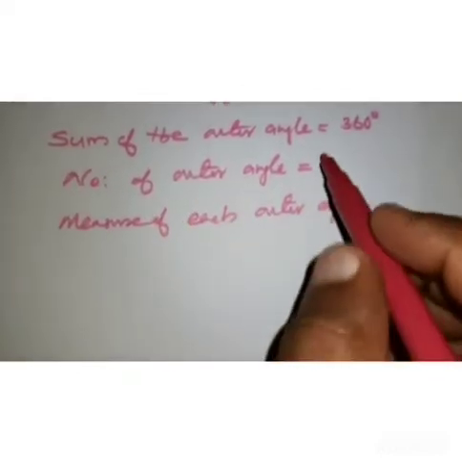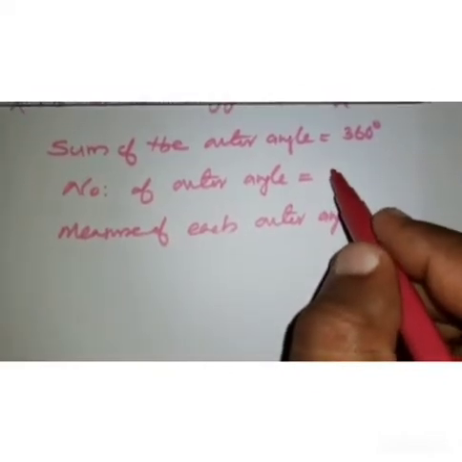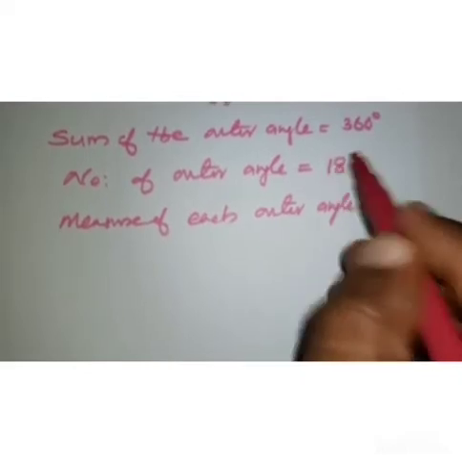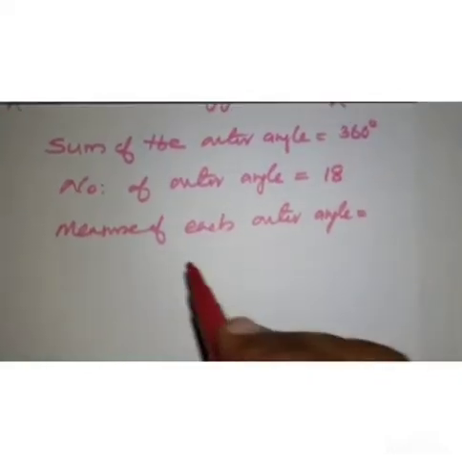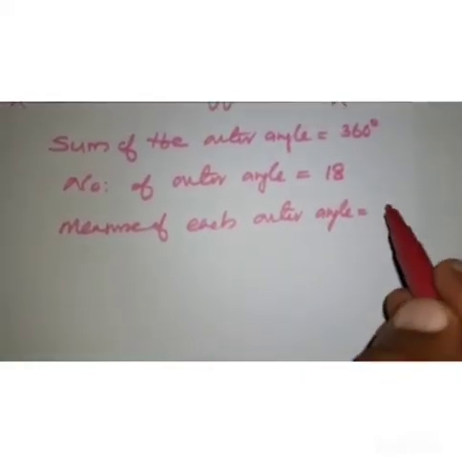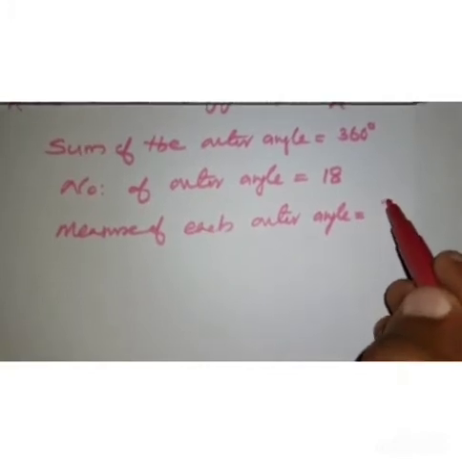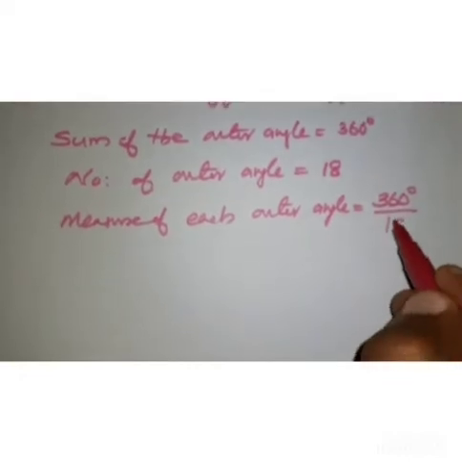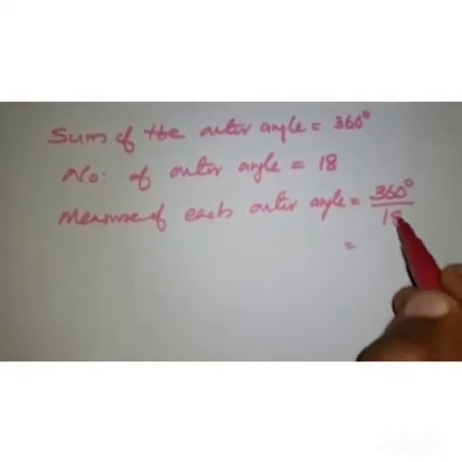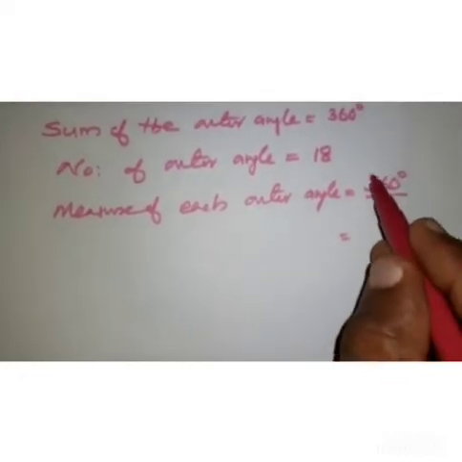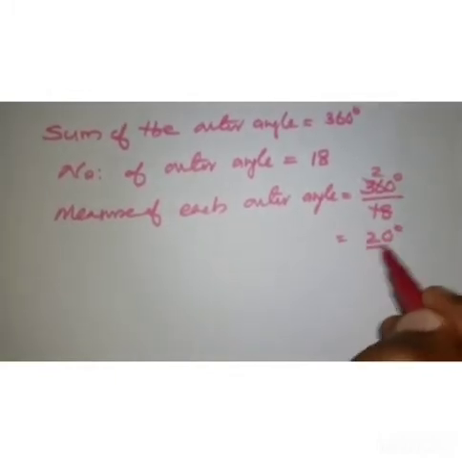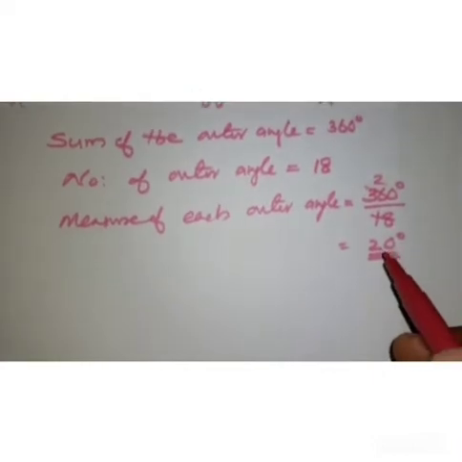Here the number of outer angles is the same as the number of sides, that is n is equal to 18. So you have to find out each outer angle. How will you find it? The total angle is 360. Then how many sides? 18 sides. So 360 by 18. How much will you get? 18 twos are 36, so you will get 20 degrees. So each angle is 20 degrees.